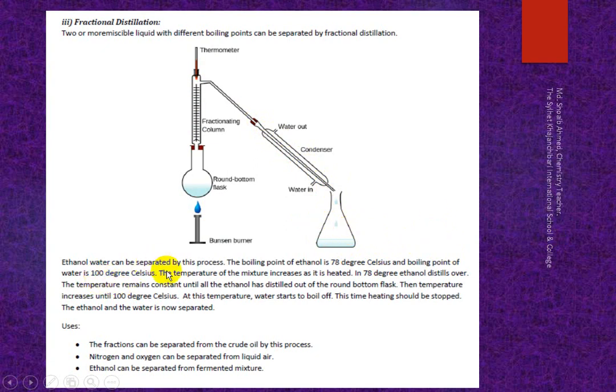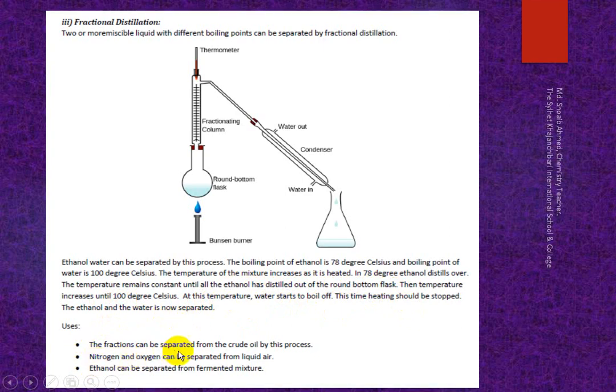So ethanol and water can be separated by this process. The boiling point of ethanol is 78 degrees Celsius and the boiling point of water is 100 degrees Celsius. The temperature of the mixture increases as it is heated. At 78 degrees ethanol distills over and the temperature remains constant. When all the ethanol has distilled out of the round bottom flask, the temperature increases until 100 degrees Celsius. At this temperature water starts to boil off. At this time heating should be stopped, and the ethanol and water are now separated.